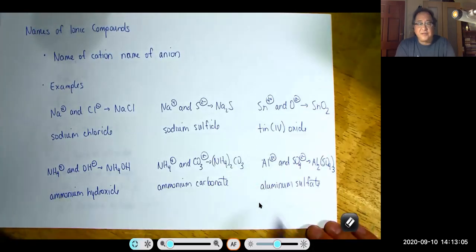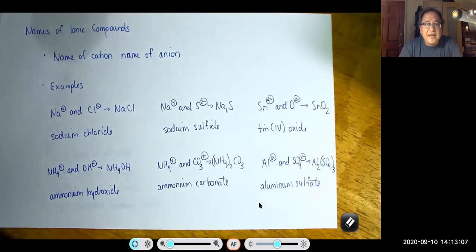Likewise, we have similar names. Do you see any prefixes in these names? The answer is no. You rarely see a prefix in the name of an ionic compound, but you do see them in binary molecular compounds.